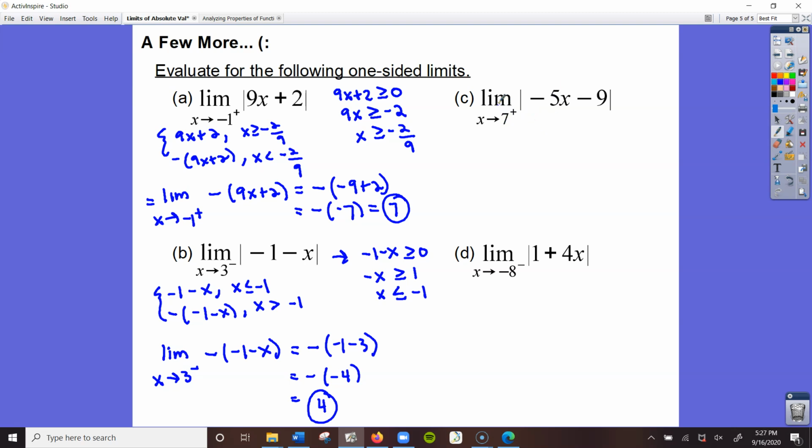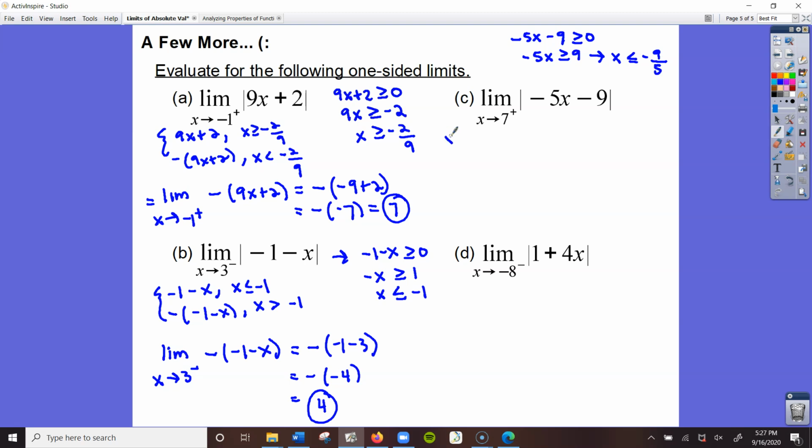For C, we're trying to find the limit as x is approaching 7 from the right of negative 5x minus 9. Again, just like the other ones, I'm going to go ahead and start working out to write my piecewise. So negative 5x minus 9 is greater than or equal to 0. Add 9 to both sides, we get negative 5x is greater than or equal to 9. And then finally divide by negative 5. So we would get x is less than or equal to negative 9 over 5. Remember, since I divided by a negative, it switches my inequality sign.